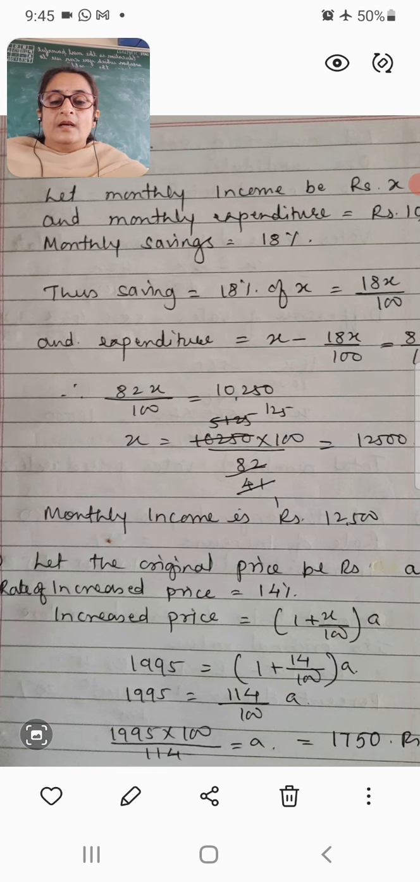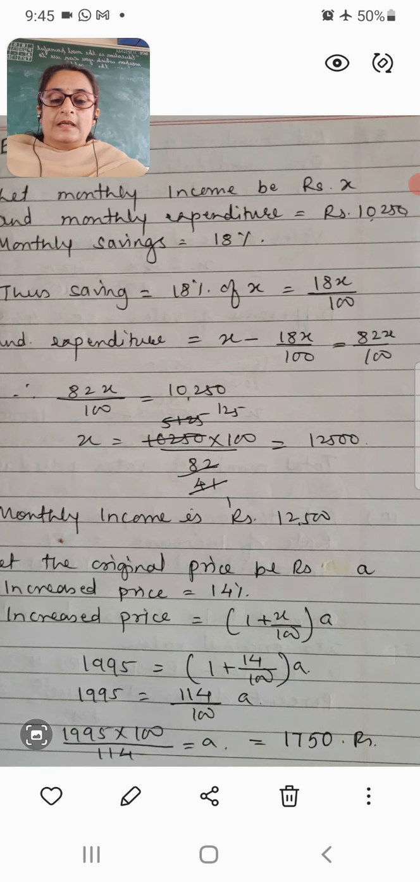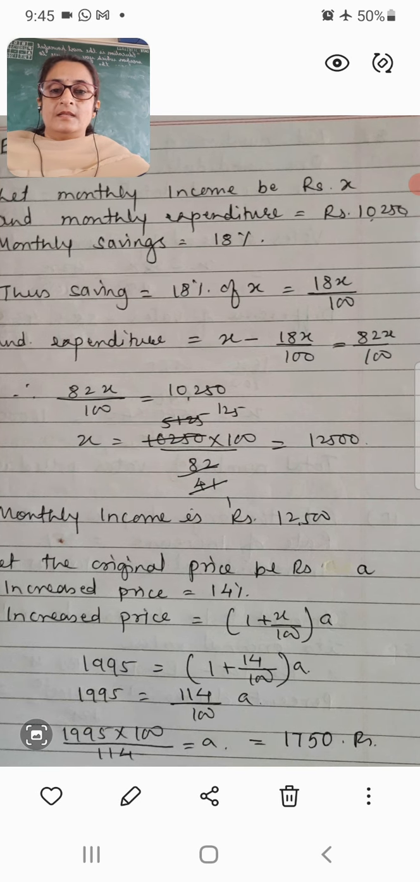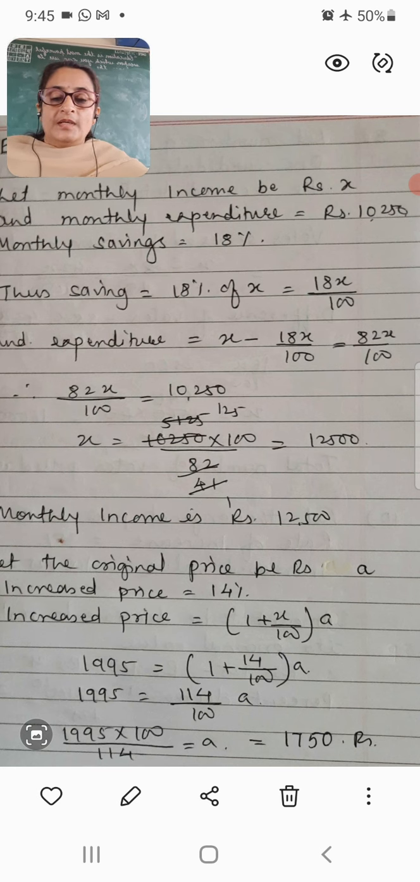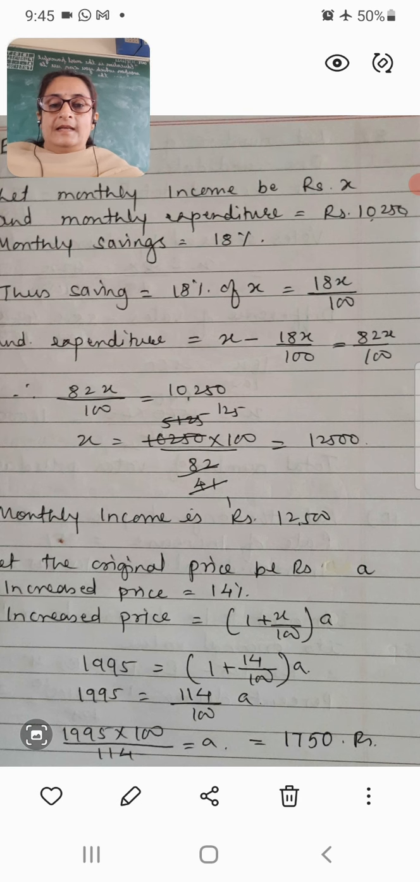So solve it. When you solve the bracket, you will get 114 upon 100. That we are going to take to the left hand side and make it reciprocal. You will get 1750 as the original price. So 1750 is the original price. Increase it by 14%, you will get 1995.